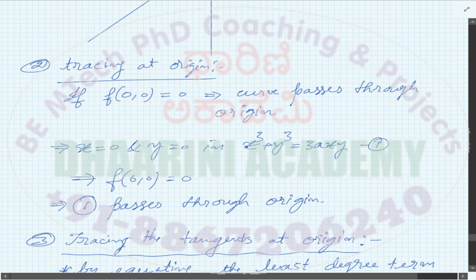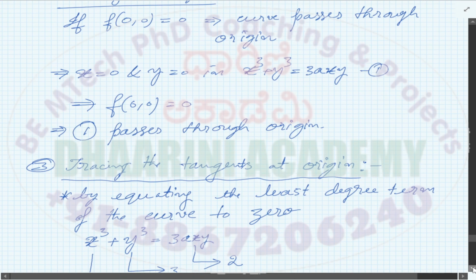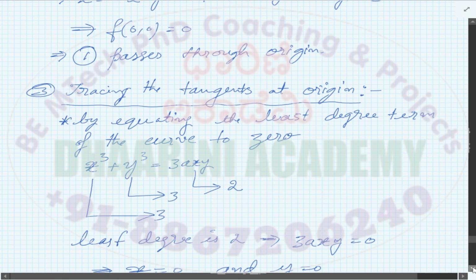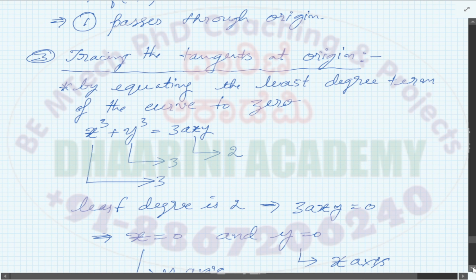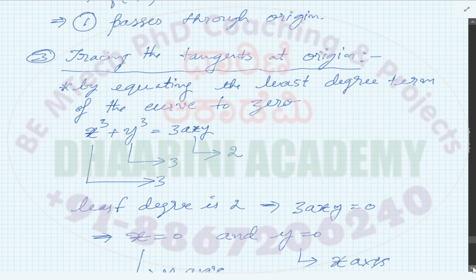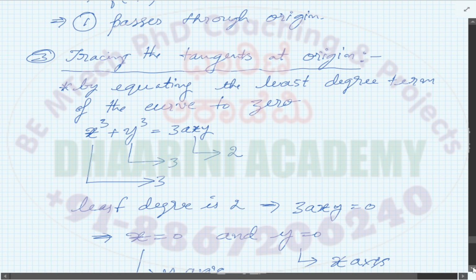Then let's go to the third point. The third point says, what are the tangents at the origin? So how do you find that? The basic rule is simply take the least degree term. So calculate the degrees of each term, and in this given equation I understand that 3axy is the least degree term and its degree is equal to 2. Other terms have degree equal to 3. Since I am equating the terms of the least degree to 0, I have to equate 3axy equal to 0. 3a is a constant, so nothing to do with that. It cannot be equal to 0, which means x equal to 0 and y equal to 0 are the answers I'm looking for.